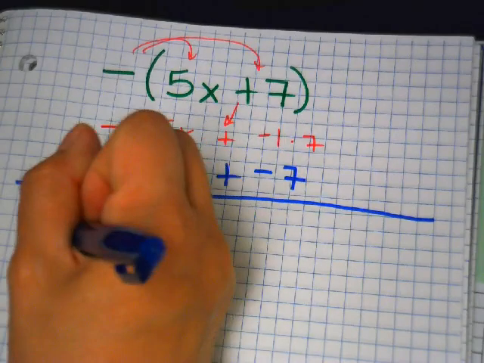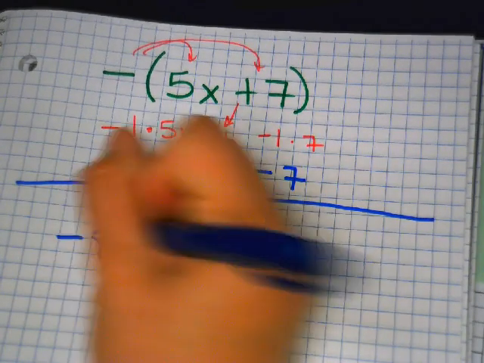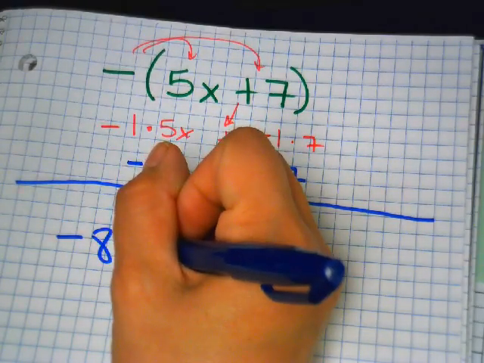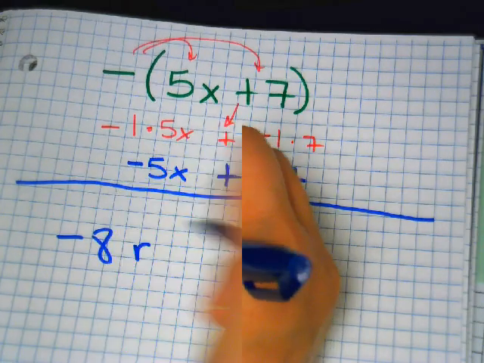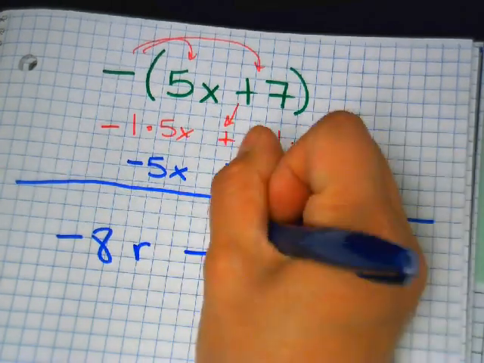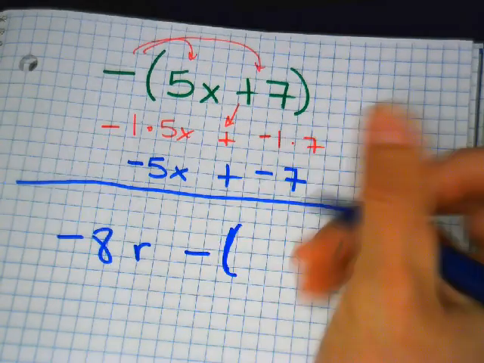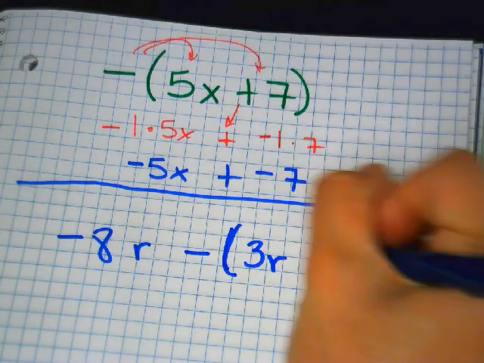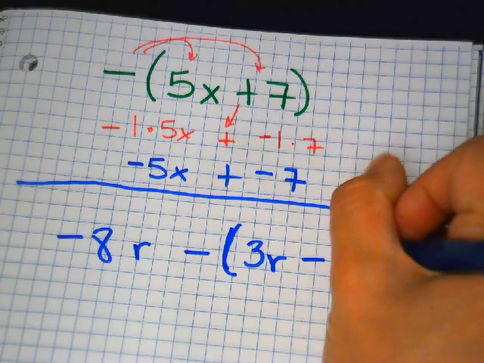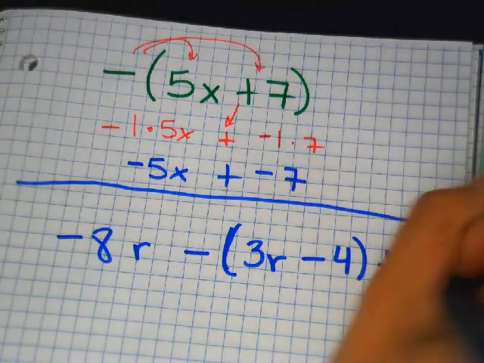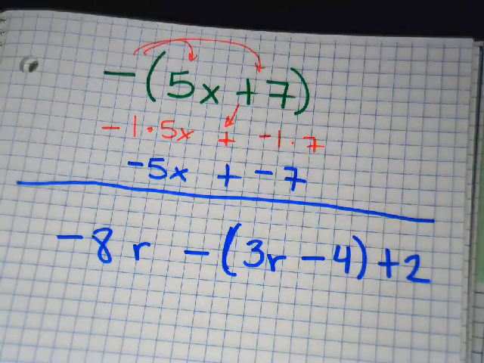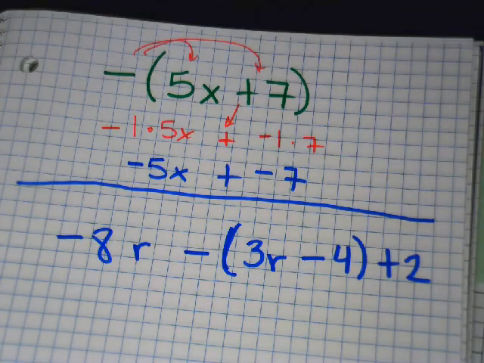What if I give you negative 8r minus parentheses 3r minus 4 plus 2? Oof. I can't wait for your answer.